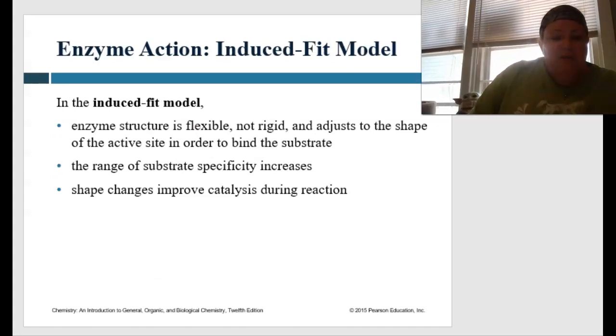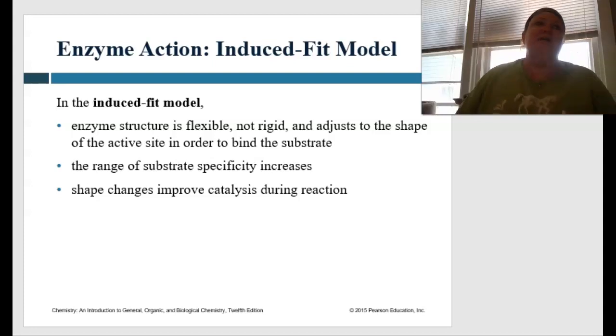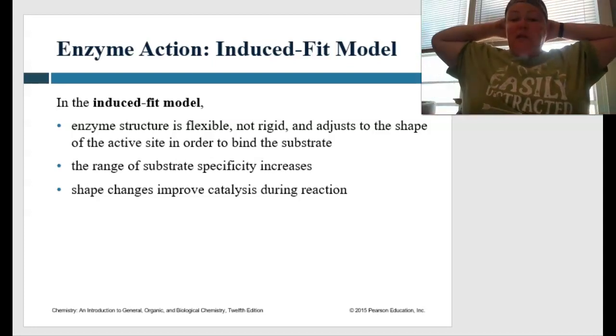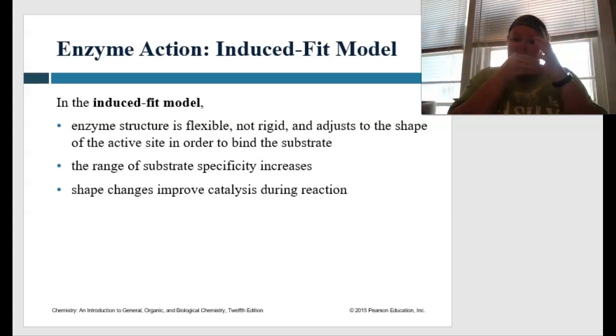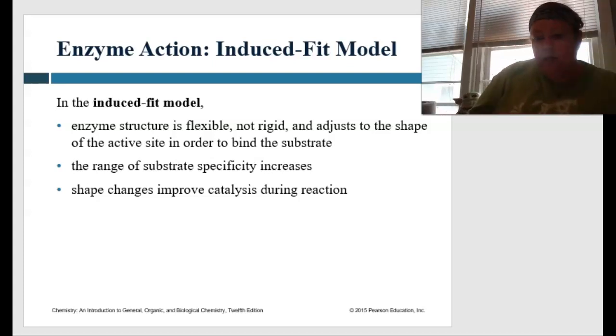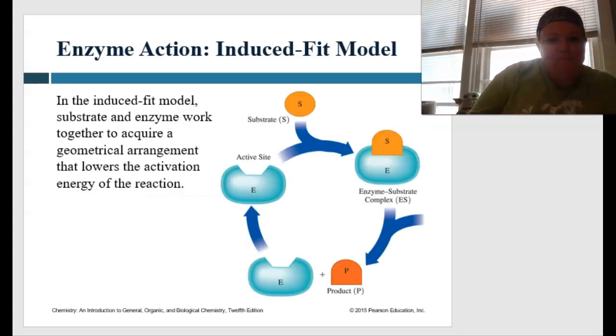So then the induced fit model came into play. The enzyme structure is flexible, not rigid, and it adjusts the shape of the active site in order to bind to the substrate. So the range of substrate specificity can increase because of this, and the shape changes improve the catalysis during the reaction. Basically, instead of just being completely rigid and saying, oh, you fit, great, induced fit, I say it's like a little snuggle. Once that substrate binds, the enzyme kind of wraps around it and gives it a little snuggle, and that would be the induced fit.